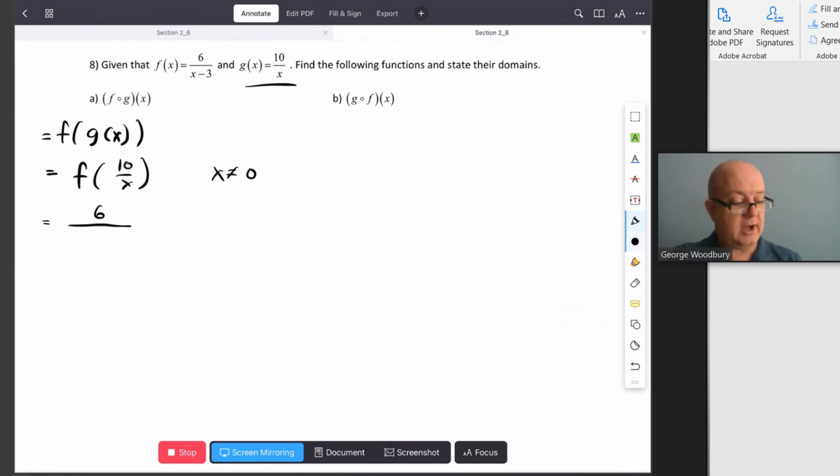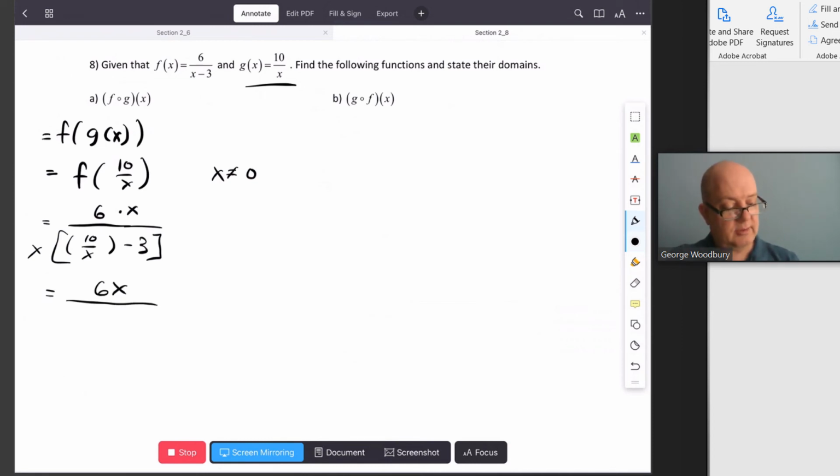Put the formula for f in, that's 6 over x minus 3. And that becomes 6 over 10 over x minus 3. Let's clear the fractions by multiplying the numerator and the denominator by x. That gives us a numerator of 6x. In the denominator, x times 10 over x is just 10. x times negative 3 is negative 3x.